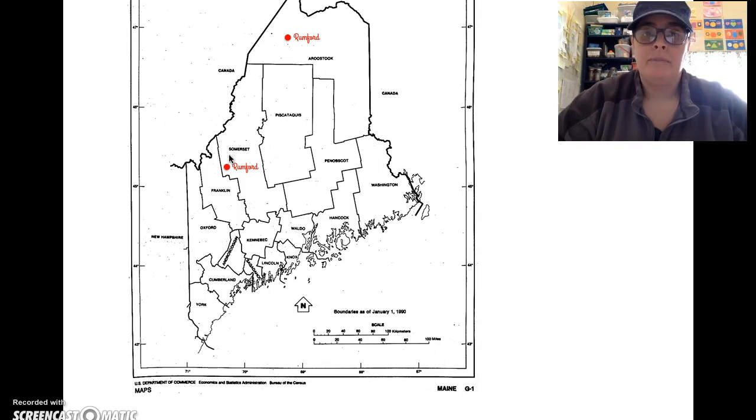After you have marked a point and labeled Rumford, then I would like you to find a line segment and highlight it orange. And remember, line segments are straight. It can't be a line because lines extend forever, and we don't have forever on this paper. So find a line segment and mark it orange.